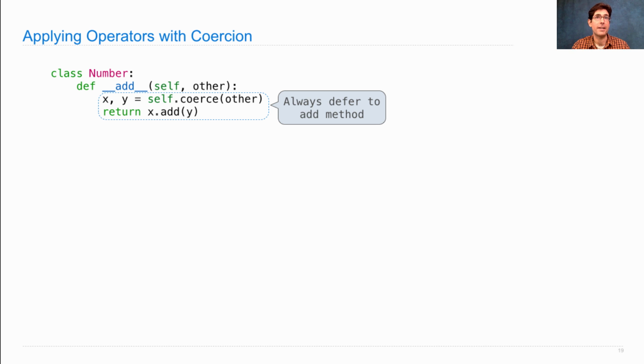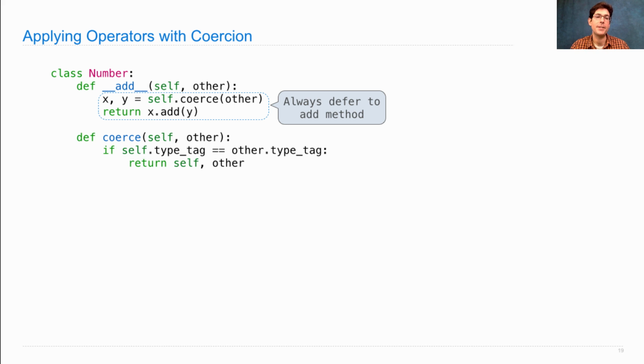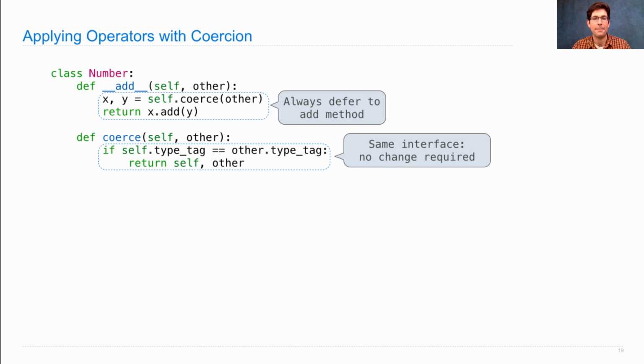So we're always deferring to the add method. We're never calling a cross-type function anymore. All of the action is in coerce. Coerce says if these two things already have the same type tag, then there's nothing to do. They have the same interface, and so they can already be added or multiplied.